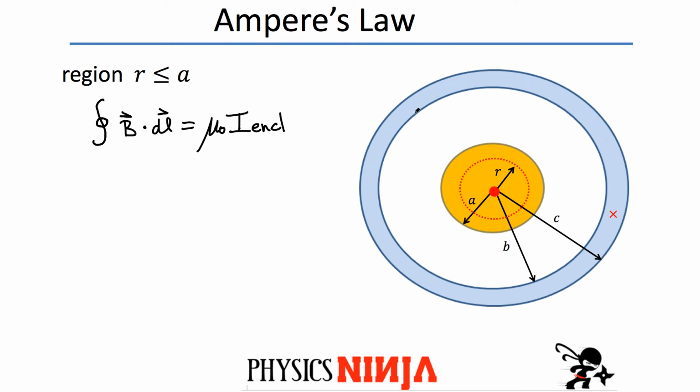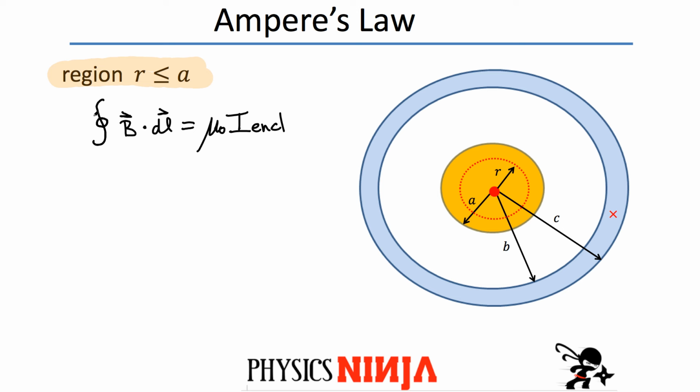Okay, so let's look at our conductor again. This interior conductor has a radius A, and the outer conductor has an inner radius B and an outer radius C. In this first part, I'm interested in the magnetic field everywhere in the region where I'm inside this interior conductor. So again, you create an Amperian loop that is inside this region.